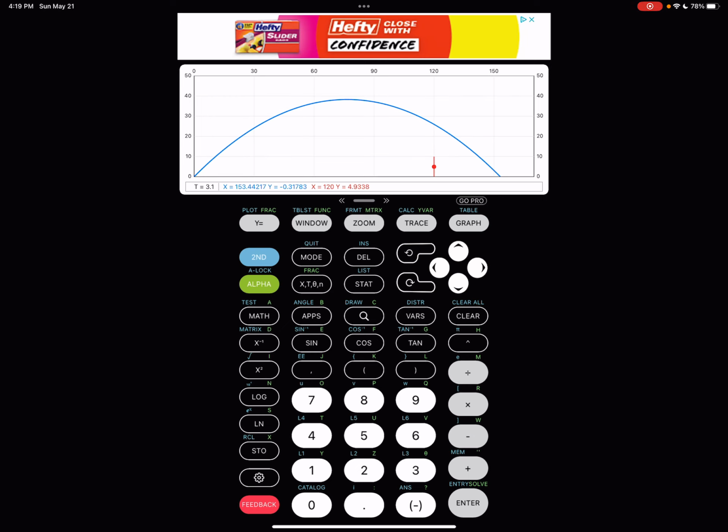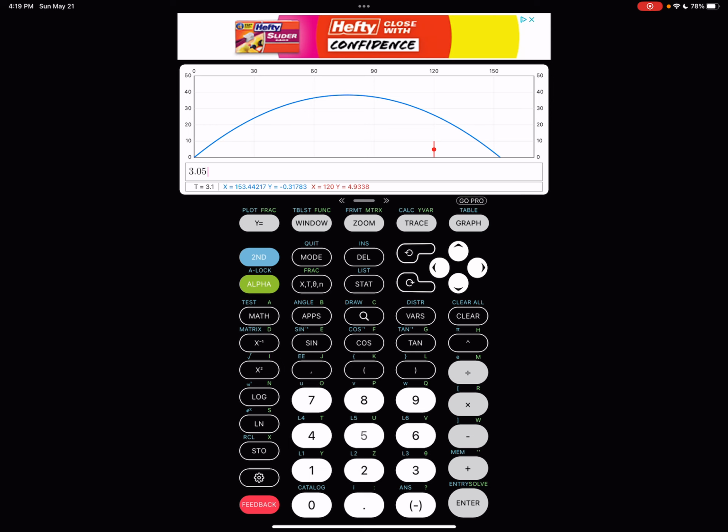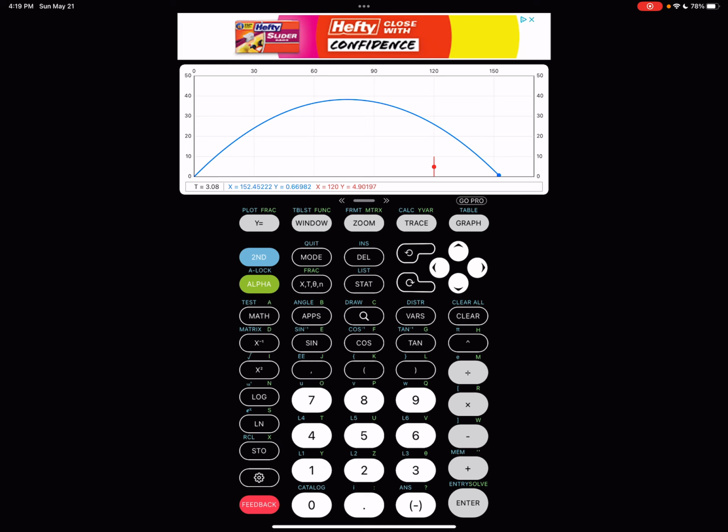It's not 3.1. 3.05, 3.06, 3.08, 3.09 is going to be as close as it gets. So this is going to tell me that at 3.09 seconds or so, the ball is going to hit the ground, and then where is it going to be at? Well, that's going to be 152 feet away from wherever Spencer was at.